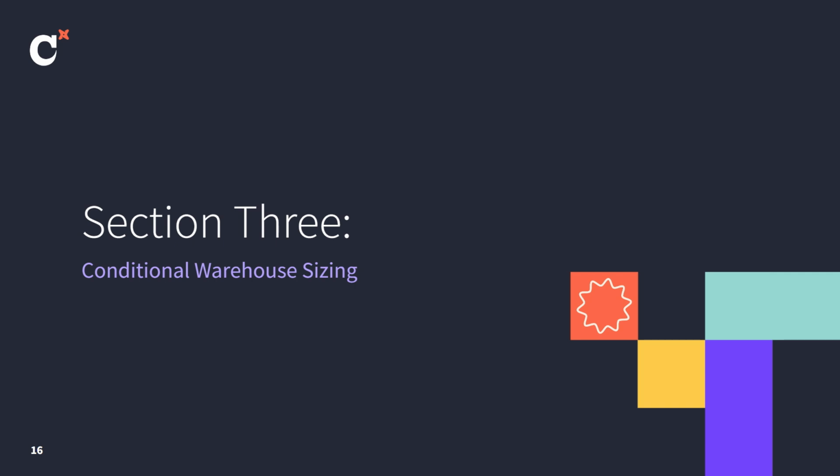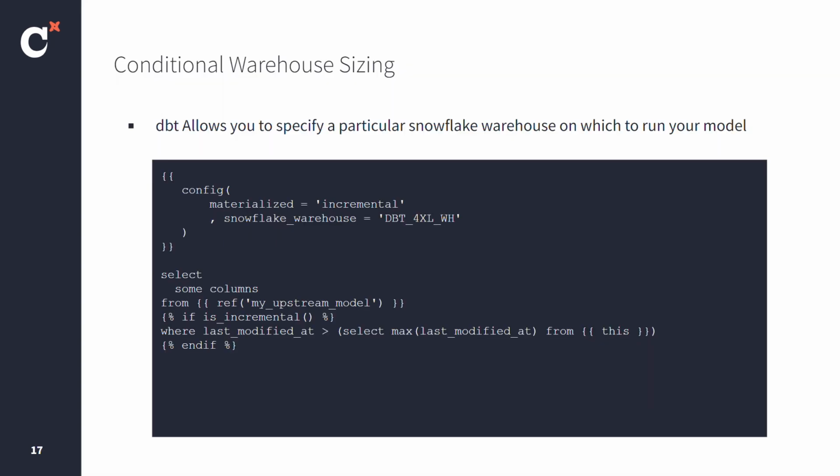Okay, the next thing I'm going to tell you guys is about conditional warehouse sizing. This one's a little bit more straightforward. In dbt, it allows you to specify a particular Snowflake warehouse on which to run your model. You could do something like in the config block, snowflake_warehouse equals, and then whatever the name of your warehouse is.